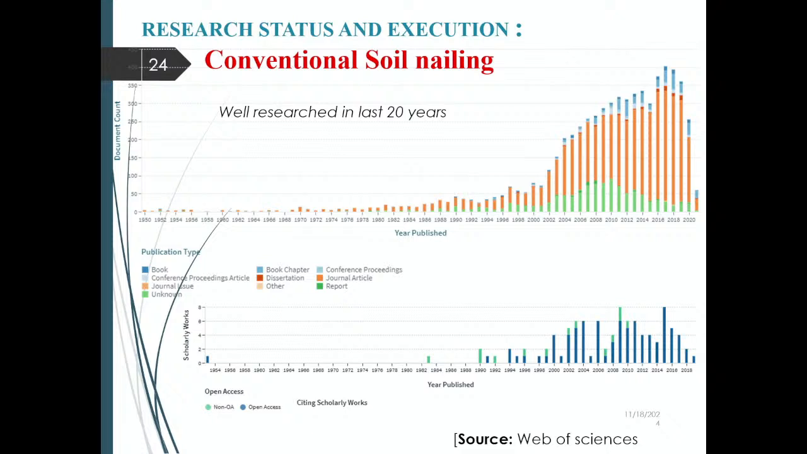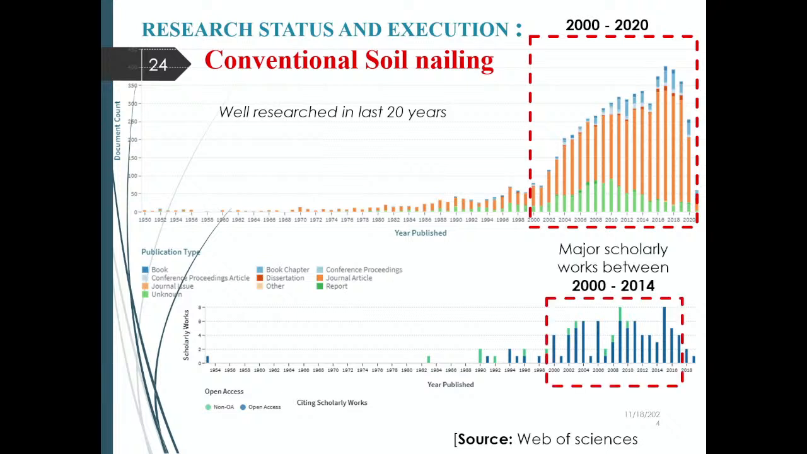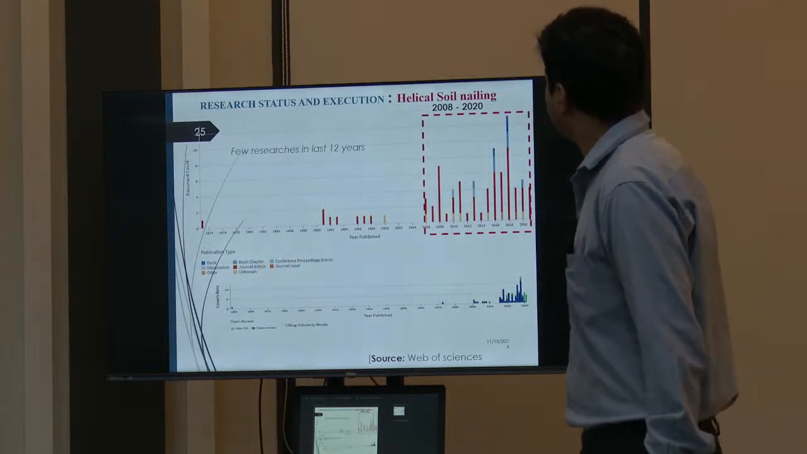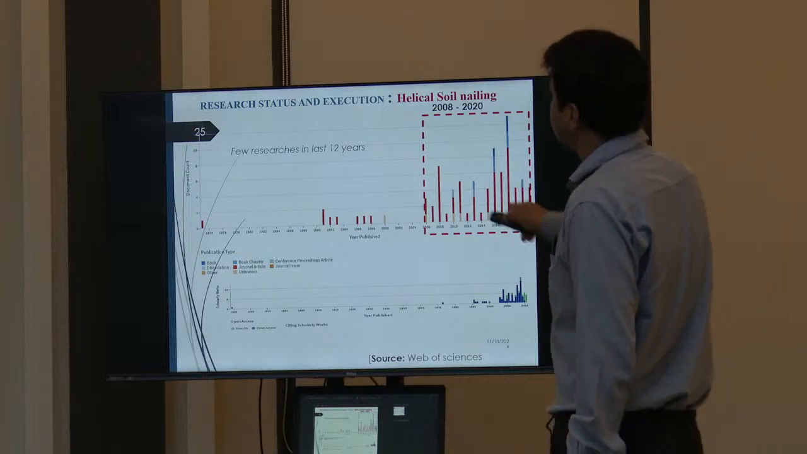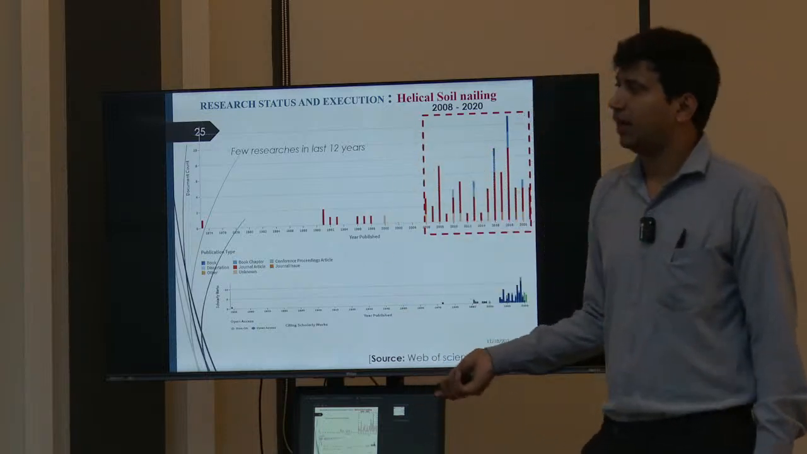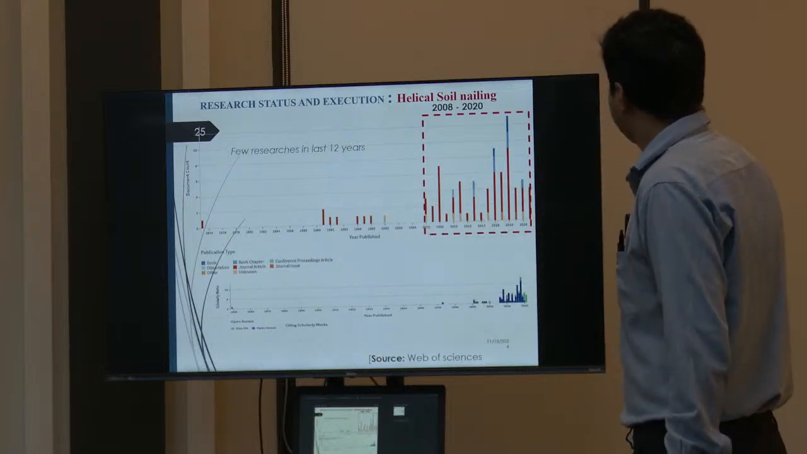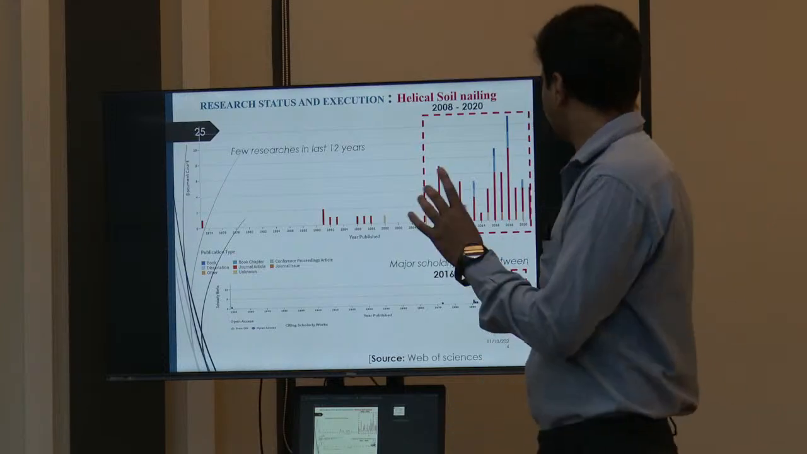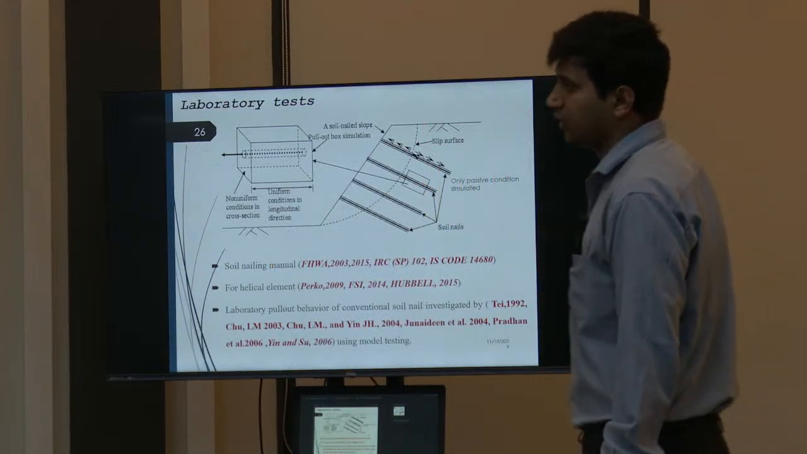Different studies were conducted by different researchers, and execution was also done by different people in the last 20 years. Most of the work has been reported by researchers between 2000 and 2014. So this was the work for conventional nails. However, for helical soil nails, the first study was reported in 2008, and most of the work was reported in the years 2016 to 2020 as per Web of Science.